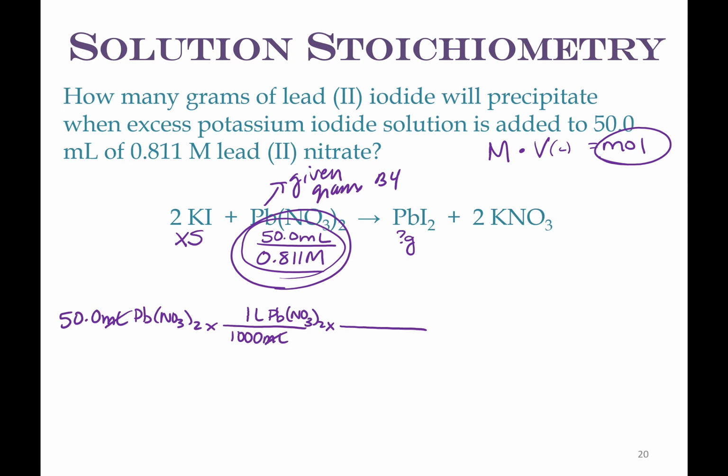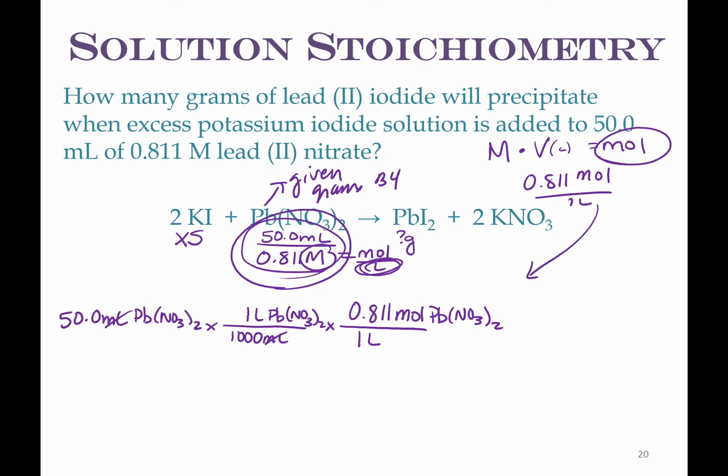Now I'm in liters, liters times molarity. Now watch what I'm going to do, because molarity is equal to what? Moles over liters. So I'm going to say for every 1 liter of this solution here, there are 0.811 moles of lead 2 nitrate. So all I did was take the molarity, the 0.811 moles over 1 liter, and I put that into dimensional analysis. So this is just the molarity. Just like we've been doing with molar mass, everything, it's just written in dimensional analysis, so it looks a little different.